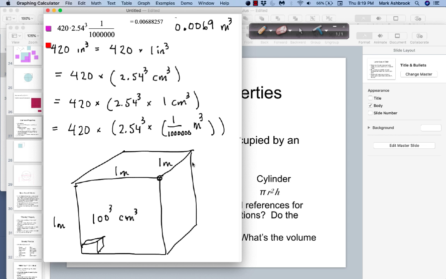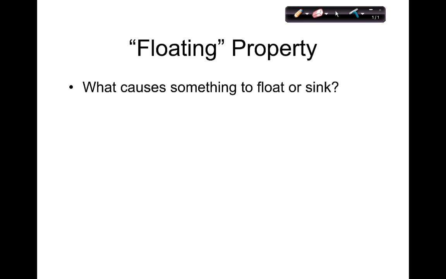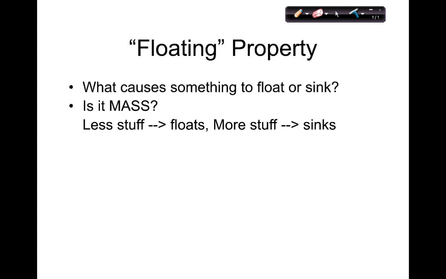Okay, so let's move on to another property here from volume. And we want to talk about the floating property. So there's a property of objects that causes an object to either float or sink. So let's just think about what that might be. So is it mass, meaning is it the amount of stuff? And if it were the amount of stuff, it were mass, then we might conclude that if something has less stuff, if it's less massive, it would float. And if it had more stuff, it would sink.